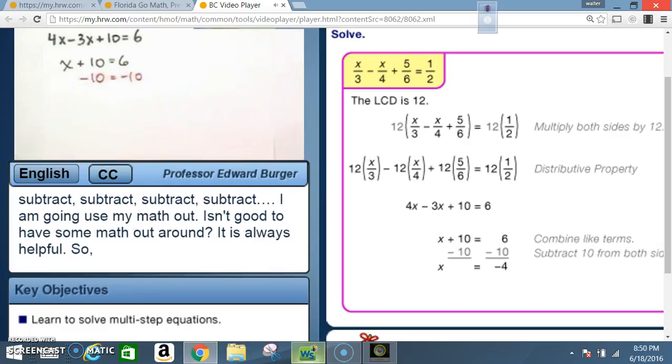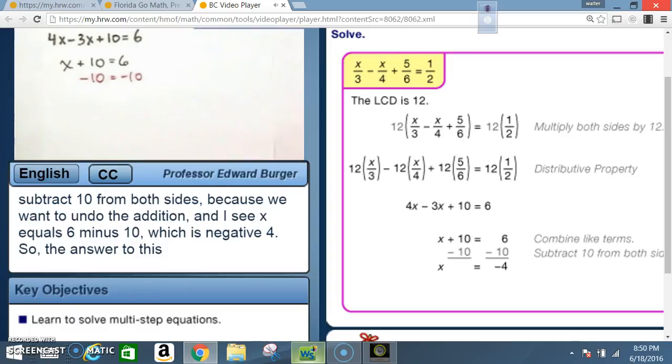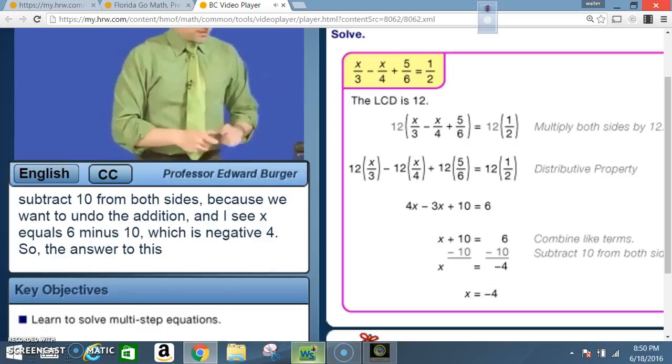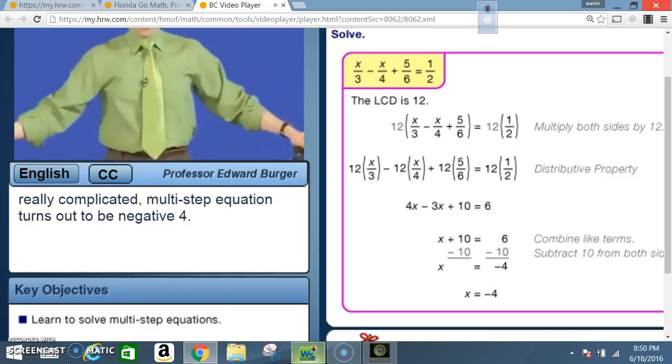It's always helpful. So subtract 10 from both sides because we want to undo the addition. And I see x equals 6 minus 10, which is negative 4. And so the answer to this really complicated multi-step equation turns out to be negative 4.